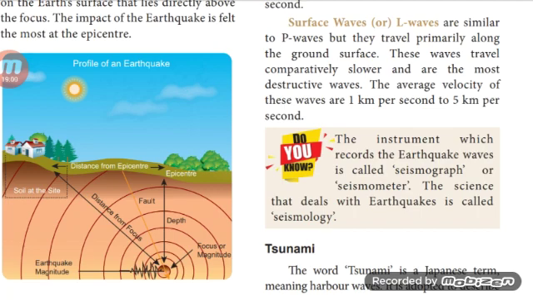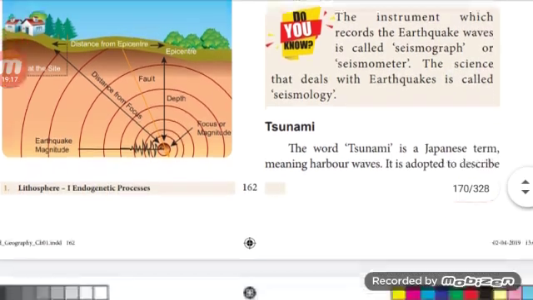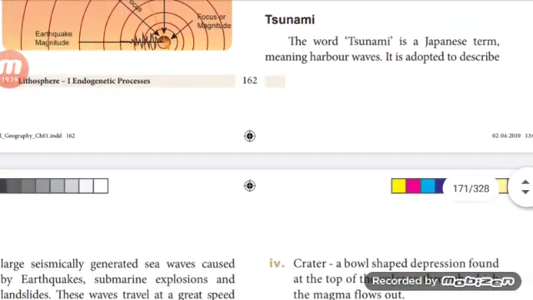I think you know that the waves are recorded by seismograph or seismometer. The science that deals with the earthquake is called seismology. Next, we are going to study about tsunami. What is tsunami? The term tsunami is derived from the Japanese term meaning harbor waves.